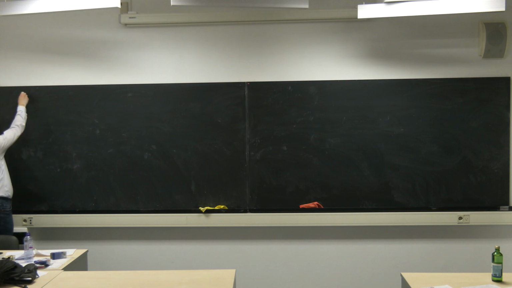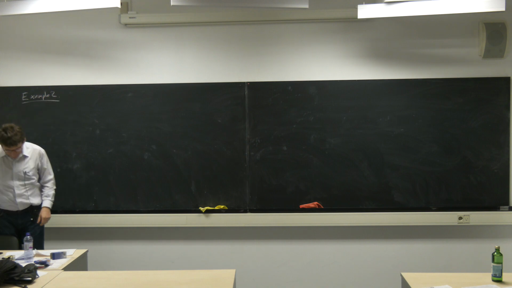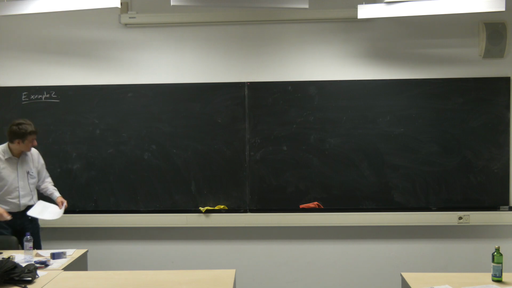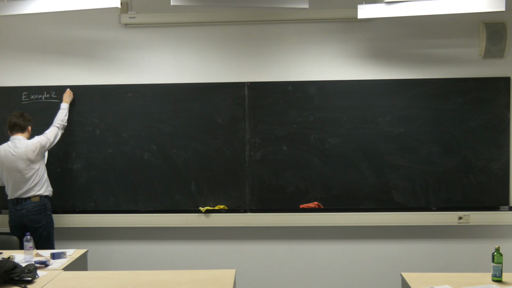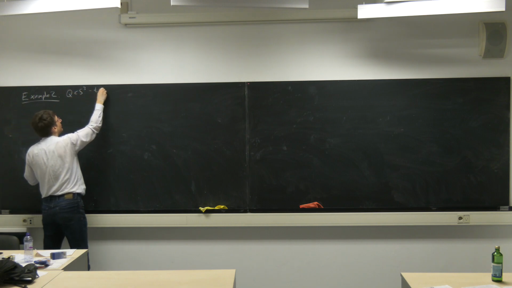So now I'm going to do another example. Example 2. So now we look at the trefoil knot. So Q will be the trefoil knot.